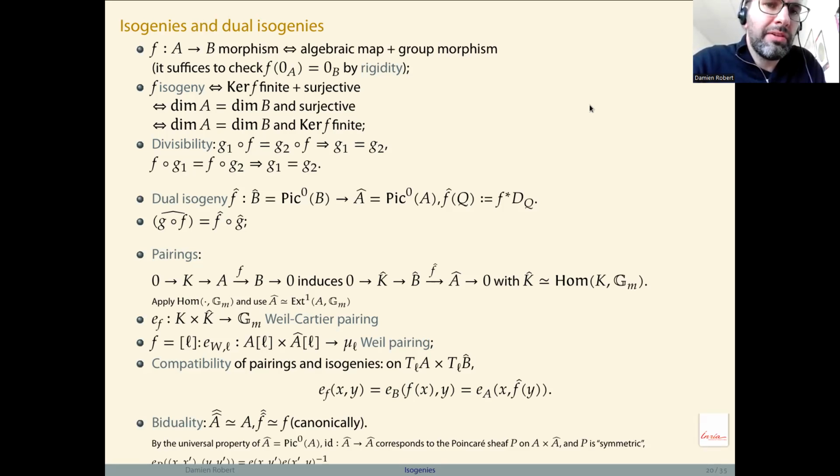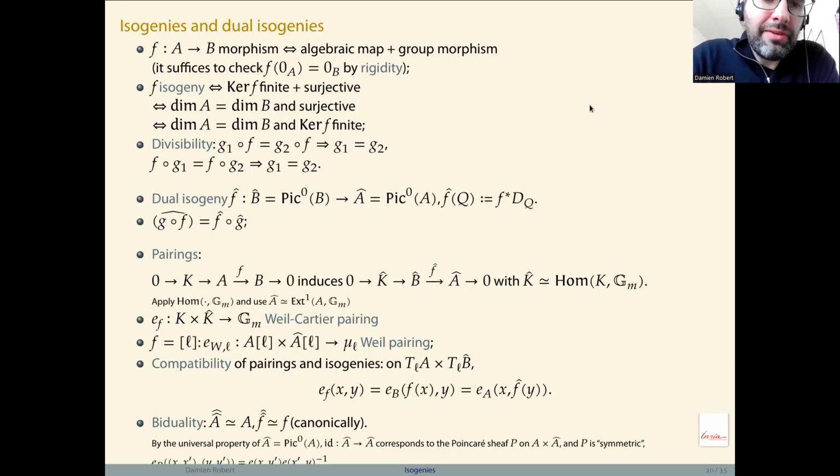By surjective, I mean surjective on the algebraic closure. Equivalently, it means that the dimensions of A and B are the same and f is surjective, or that the dimensions of A and B are the same and the kernel of f is finite. So isogenies have nice properties. They are divisible on the left and on the right. So that's a small exercise.